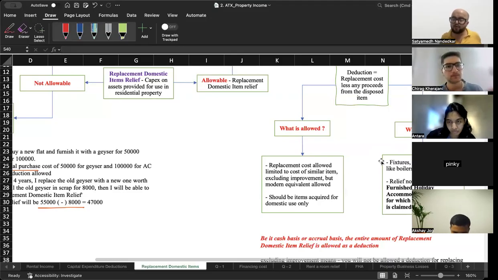Relief is not allowed for fixtures and fittings. Fixtures fixed to a dwelling, like boilers and radiators, are excluded.